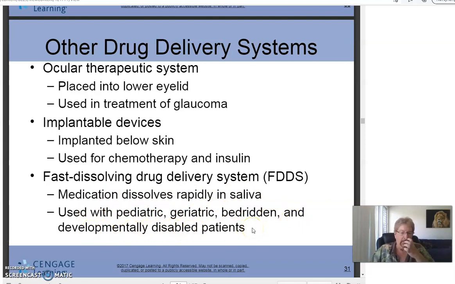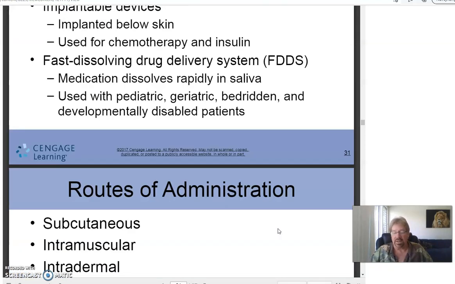Why, guys? Because a lot of these people can't take a pill for these reasons. They're a kid. They're old. They're bedridden. They're developmentally disabled. They have severe mental problems where they're not able to.